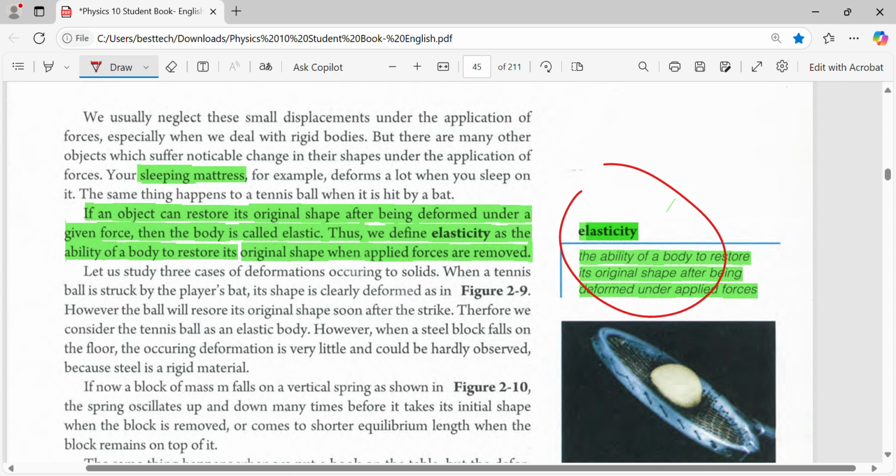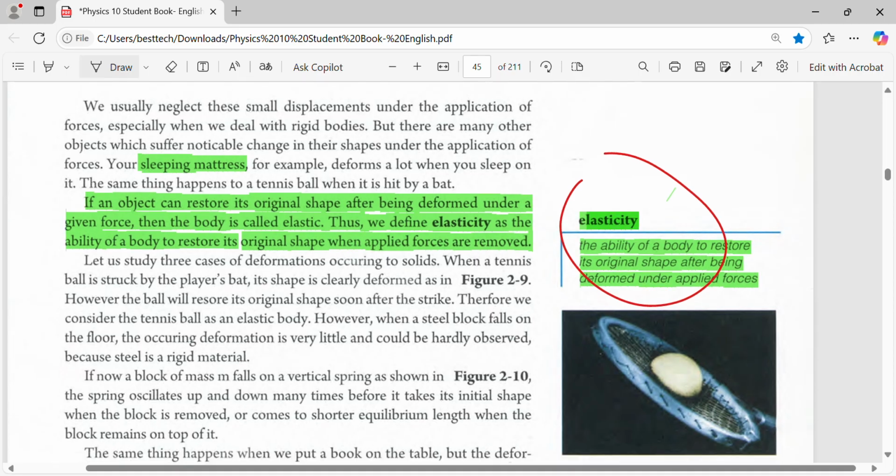Again, you have an object. If you apply a force on the object, and after a while, when you stop applying the force or pressure, it has the ability to come back or return to the original shape, then this is elasticity. Otherwise, it is not elasticity. For example, guys, the best example of this topic is a spring.